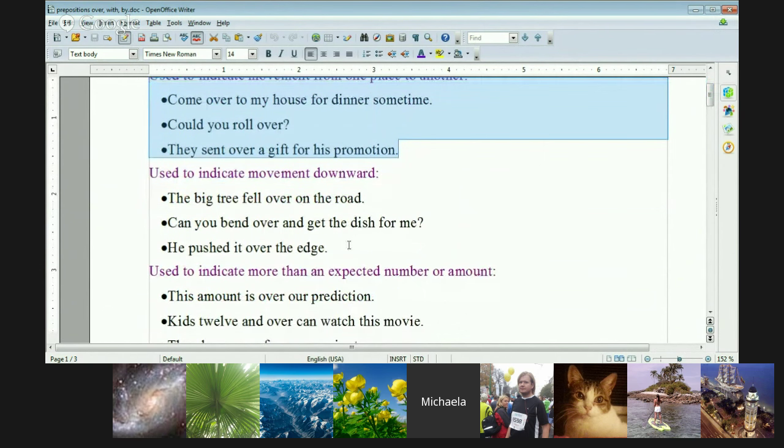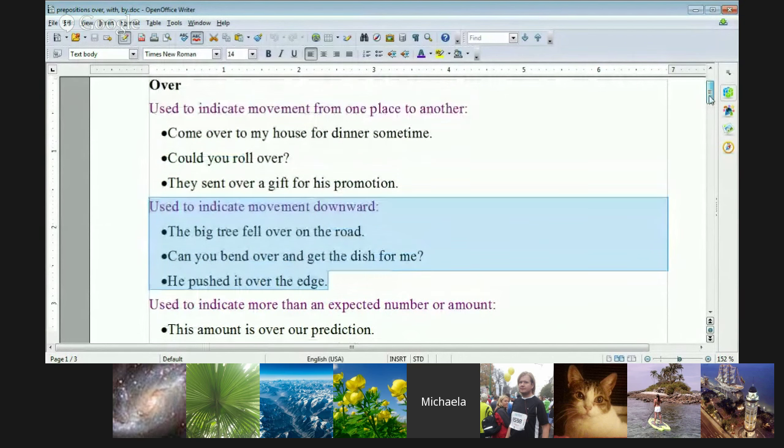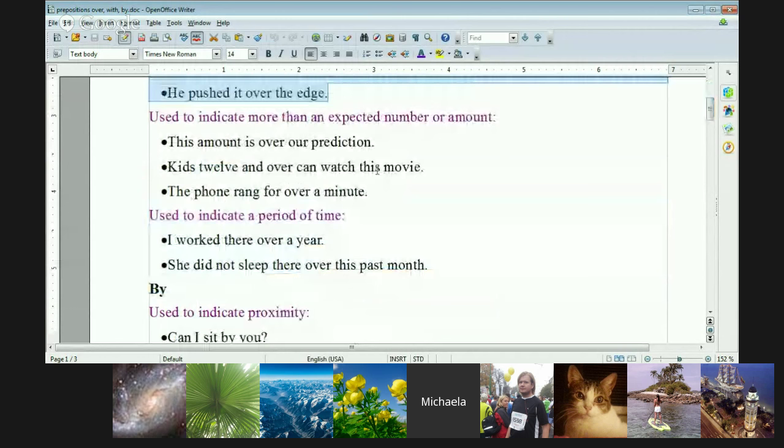Awesome, thank you. Ana Carolina, will you read this section? Used to indicate movements downward. The big tree fell over on the road. Can you bend over and get the dish for me? He pushed it over the edge. Thank you very much.